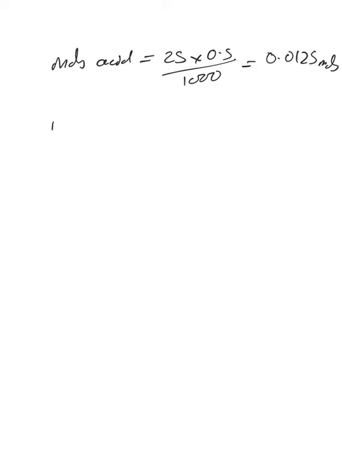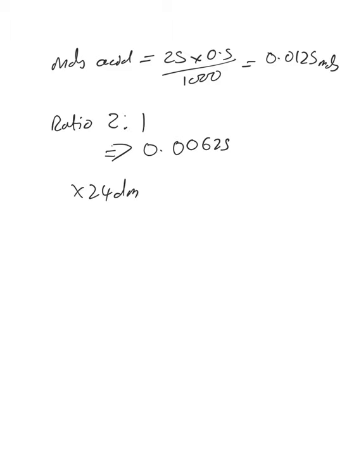So first of all, we've got moles of acid, and that is 25 times the concentration of 0.5 over 1,000, which gives us 0.0125 moles. We've got a ratio step, where we've gone from 2 to 1, so that means we then go to 0.00625, and then we will times by 24 decimeters cubed, which gives us 0.15 decimeters cubed as our answer.